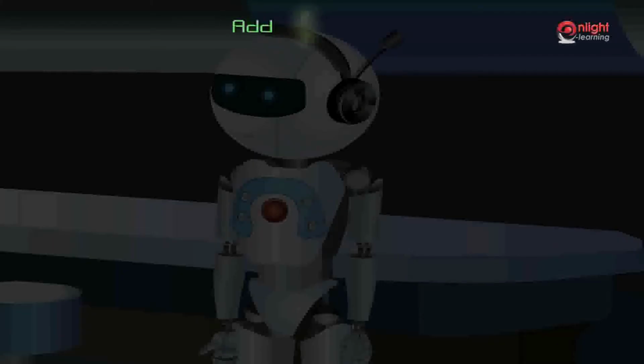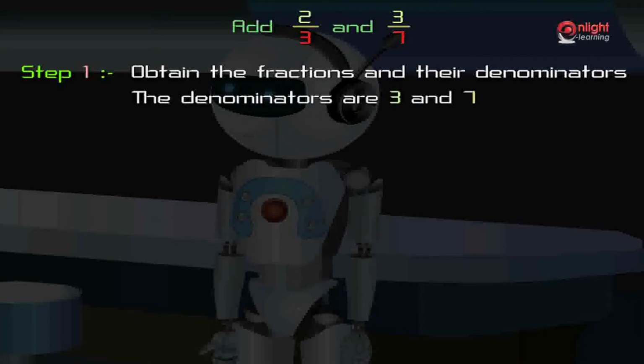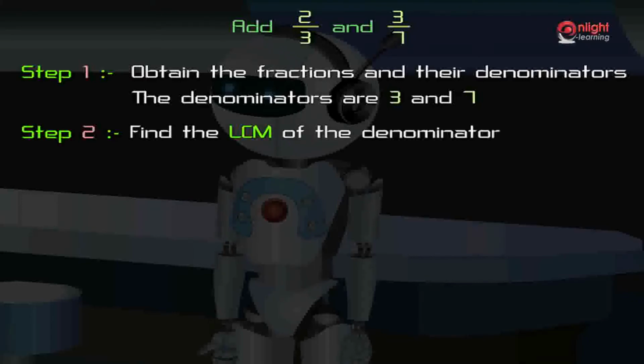Add 2 by 3 and 3 by 7. Step 1. Obtain the fractions and the denominators. Here, the denominators are 3 and 7. Step 2. Find the LCM of the denominators. LCM of 3 and 7 is 21.